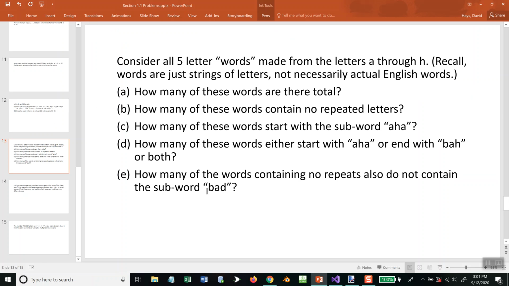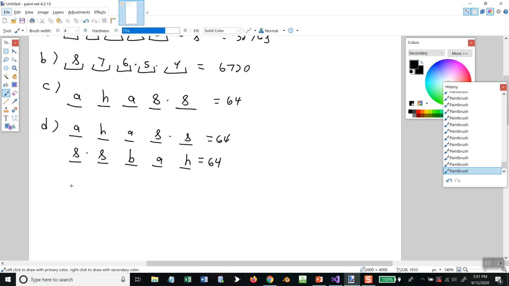Now both. Oh, okay. It's finally clicking. They're talking about where it starts with aha and ends with ba, which means this would have to be 2 letters at one time, which isn't a possibility, so that'd be 0. Okay, so then add these 2 together, and I'd have 128 possibilities.